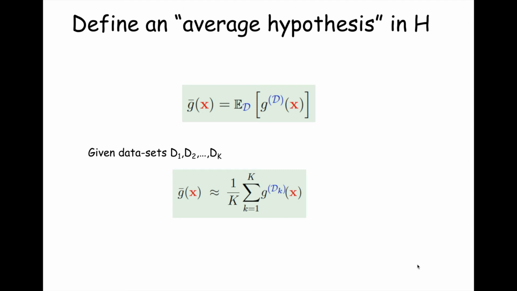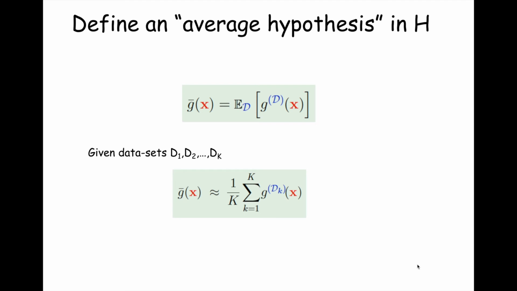This g bar is the average final best hypothesis. You can imagine, let's say you had 1,000 different data sets of size n. For each of these 1,000 data sets of size n, you're going to run your learning algorithm, and it's going to halt and output a final best hypothesis. Well, you evaluate each of these final best hypotheses on your input x, and then you take the average output. That's one way of calculating your g bar.